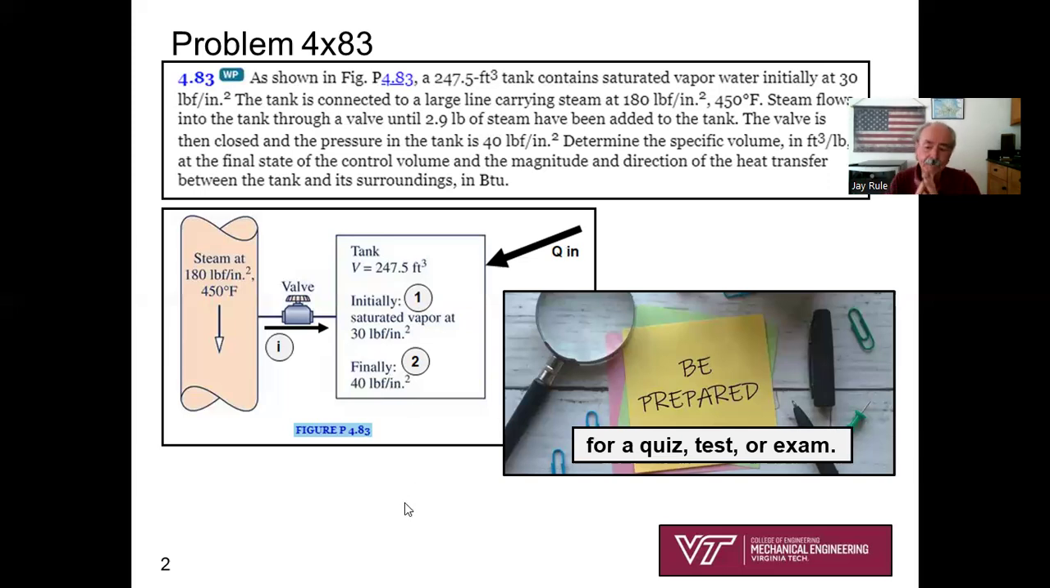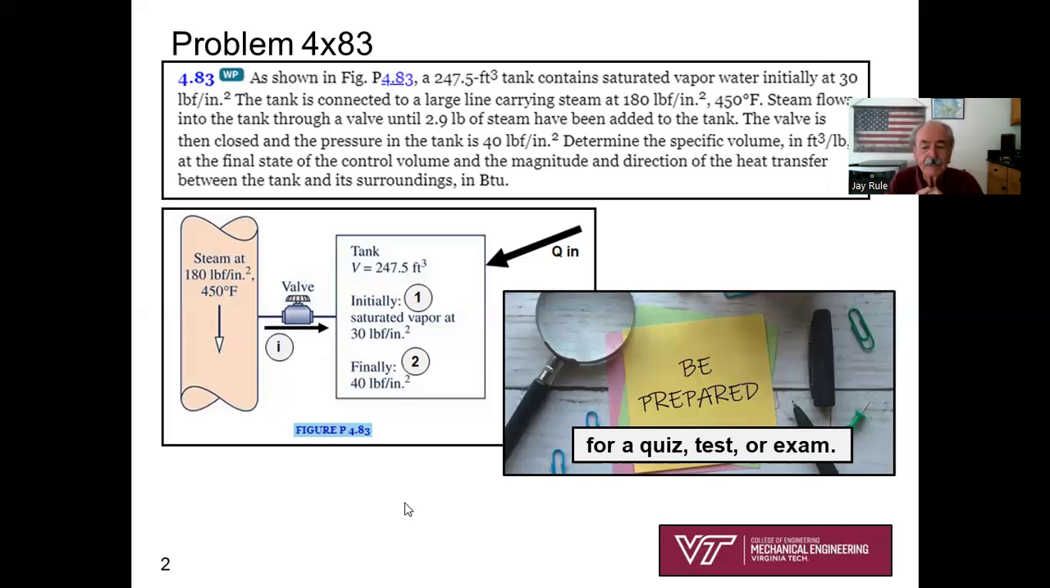In my little picture here, it says, be prepared for a quiz, test, or exam. So I want to give you a heads up. This type of problem is a special type of problem. I'll bet it's no more than 5 to 10% representative of all the problems you're going to have in this course. It's also going to be very unusual. Even out in practice, this is an unusual type of engineering problem to encounter. But as a mechanical engineer, you need to be prepared to attack a problem like this.